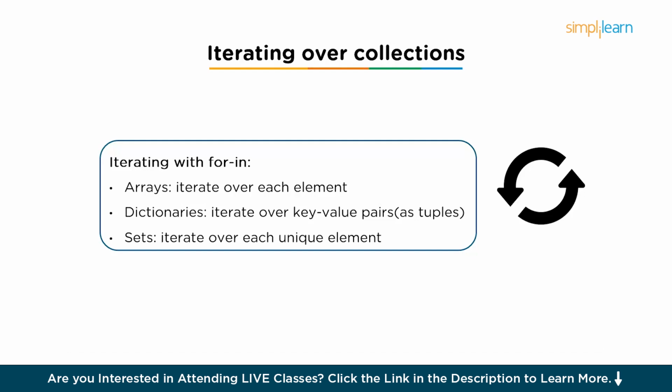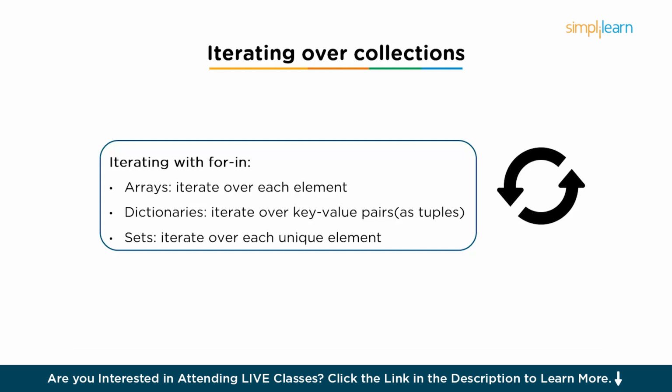Next, we have iterating over collections. The for-in loop is a very common and convenient way to iterate, or go through, all the items within a collection. The basic structure is for item in collection, and then the code. When you iterate over an array, the for-in loop gives you each element of the array in the order they are stored.